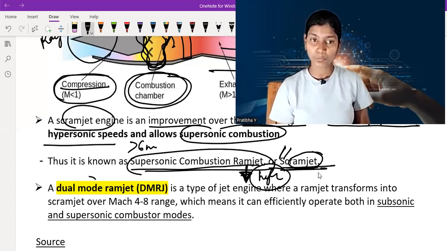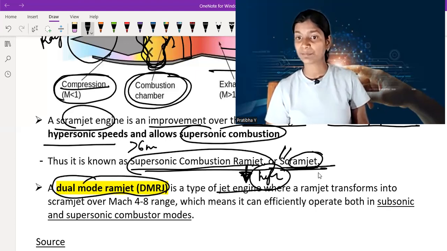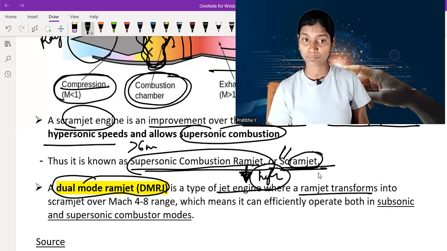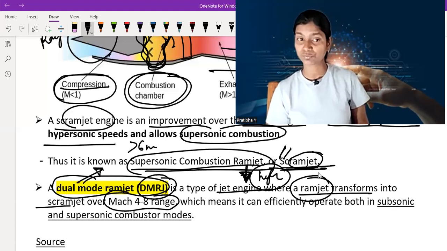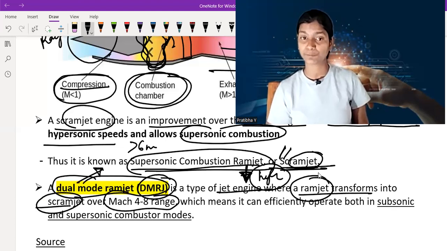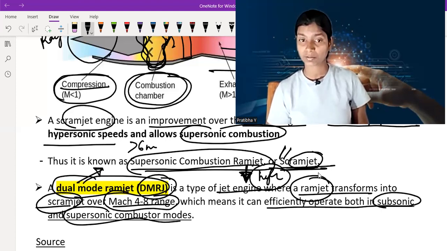A dual mode ramjet, or DMRJ, is a type of jet engine where a ramjet transforms into a scramjet over the Mach 4 to 8 range. So in a dual mode ramjet, the ramjet transforms into a scramjet over the Mach 4 to 8 range, which means it can efficiently operate in both subsonic and supersonic combustion mode.